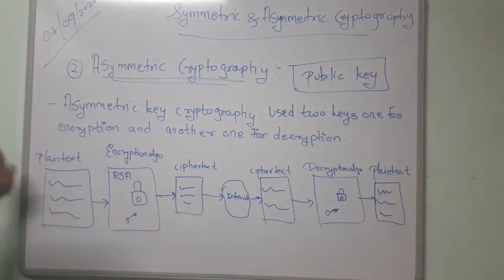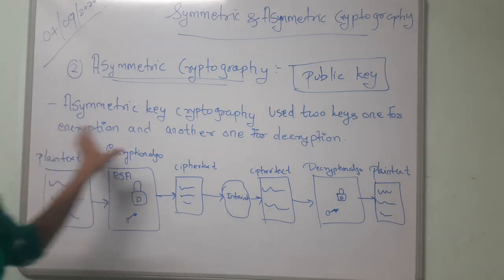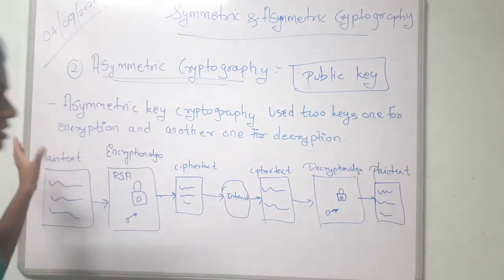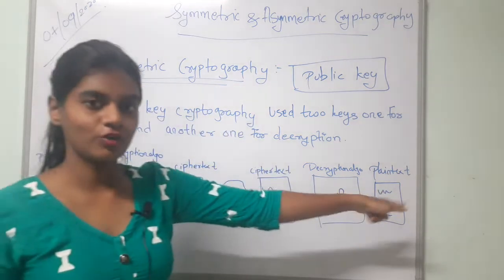Now let's start with the diagram. This is the plain text which I told you, a readable message. This is the sender and this is the receiver. I will teach in the sender and receiver way. The sender is sending the plain text message to the person he wants to send it to.